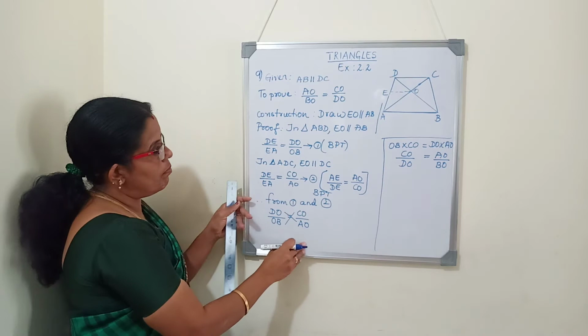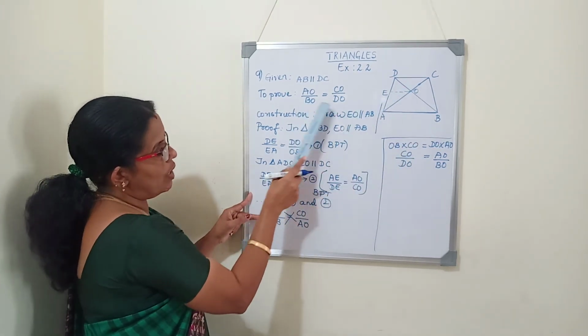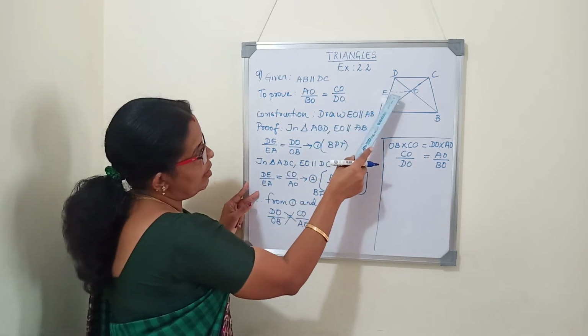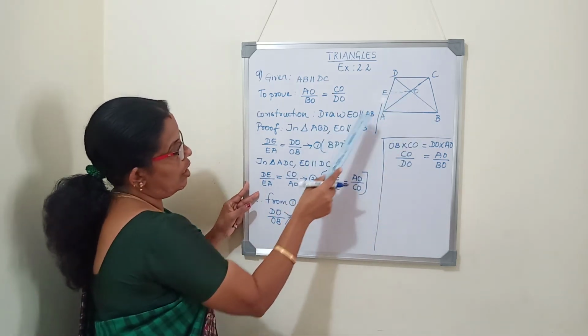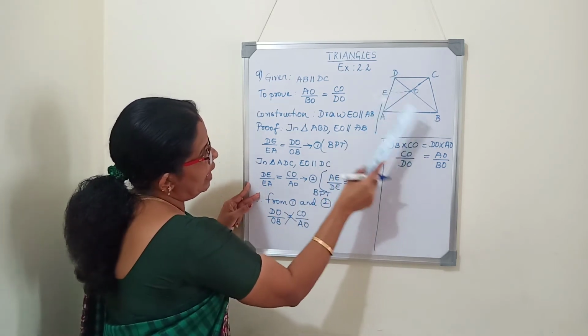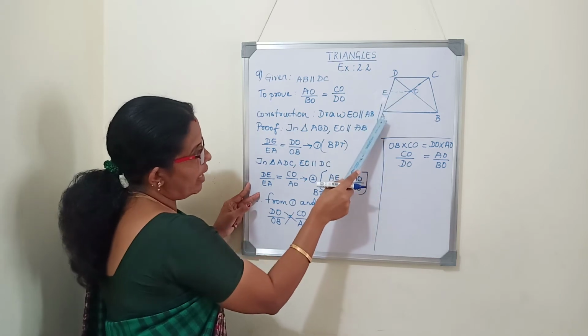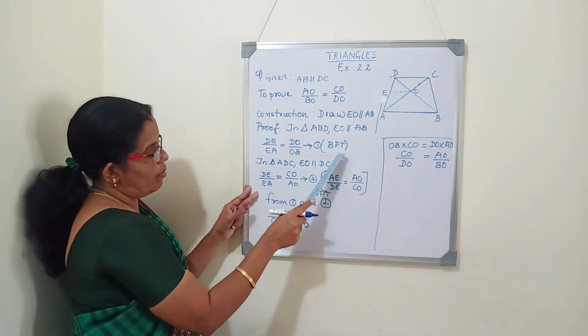So once again I'll repeat. Here ABCD is a trapezium. We have to prove these two ratios are equal. For that, we will draw a line EO which is parallel to AB as construction. Once EO is parallel to AB, in triangle ABD, we can write DE by EA is equal to DO by OB. Equation 1 by BPT.